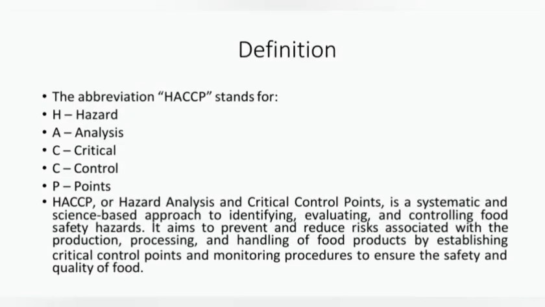It aims to prevent and reduce risk associated with the production, processing and handling of food products by establishing critical control points and monitoring procedures to ensure the safety and good quality of food. HACCP is a tool that can be useful in the prevention of food safety hazards.